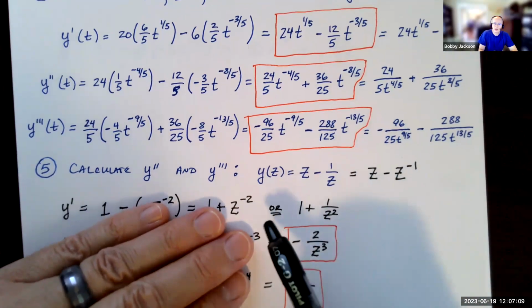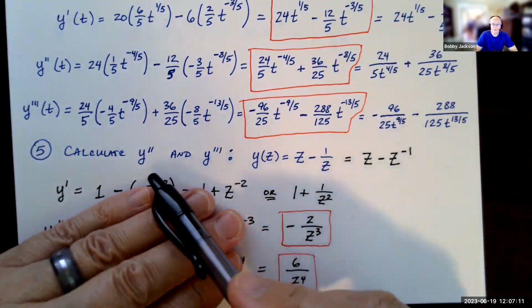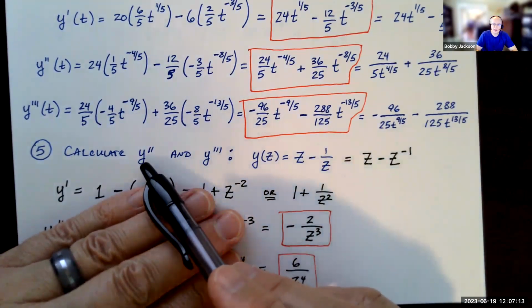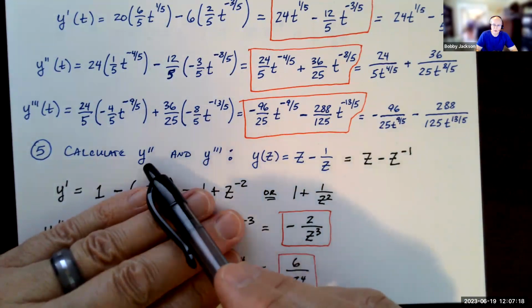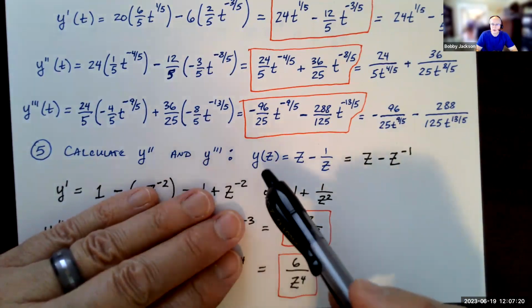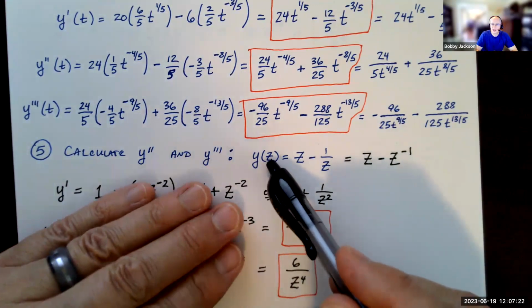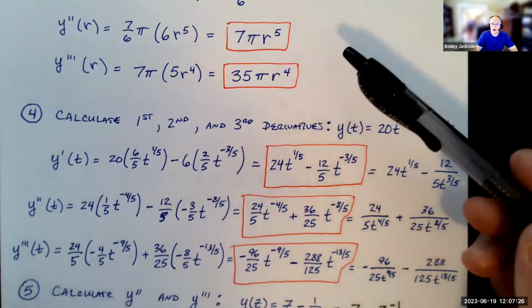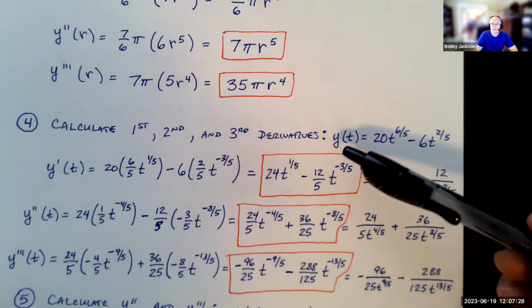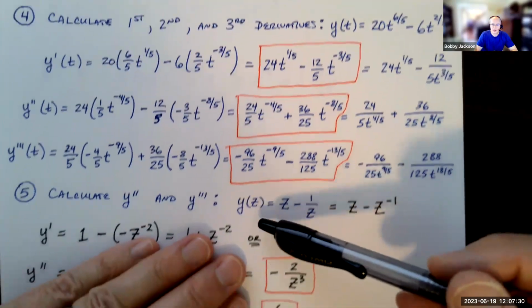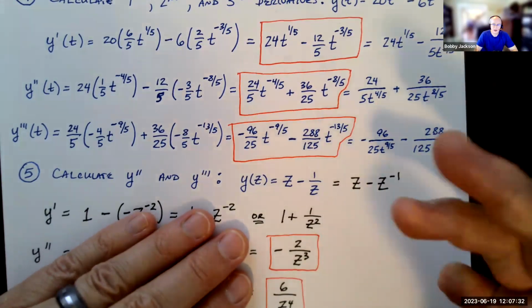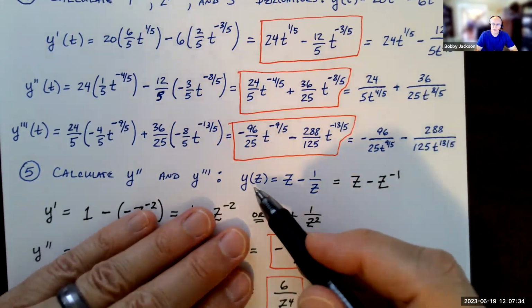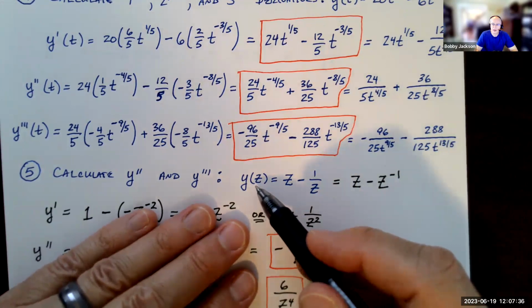Okay. Now, number 5 is a little different, although we're still finding, in this case, like number 3, y double prime and y triple prime. This is the second derivative. It's the third derivative. For y as a function of z, notice in each problem, the independent variable has been different. Here it was r was the independent variable. Here it was t. Here it's z. So it's not always x. Could be other letters. Make sure you're comfortable with those different independent variables.